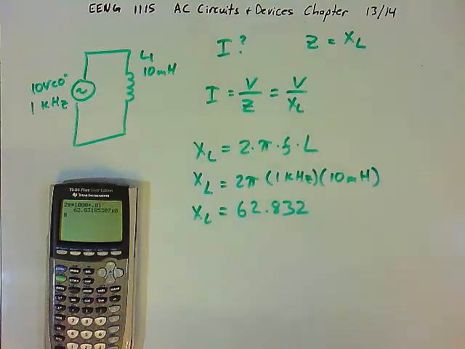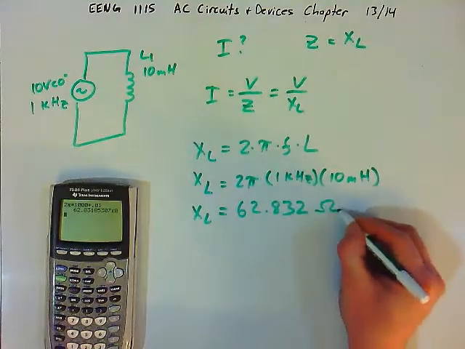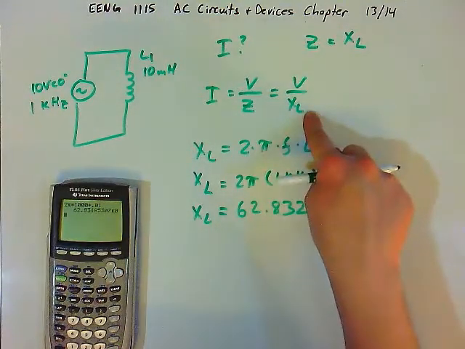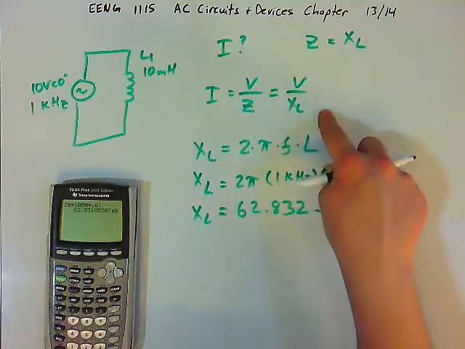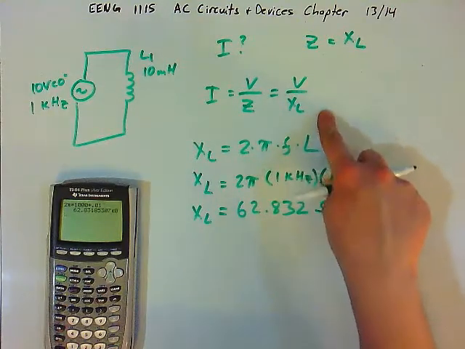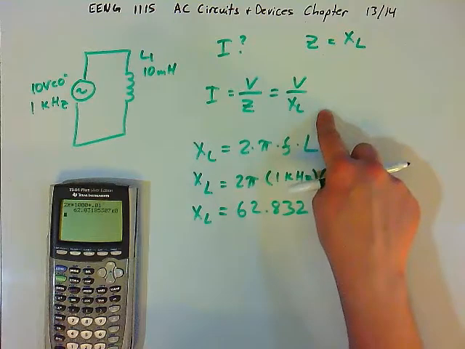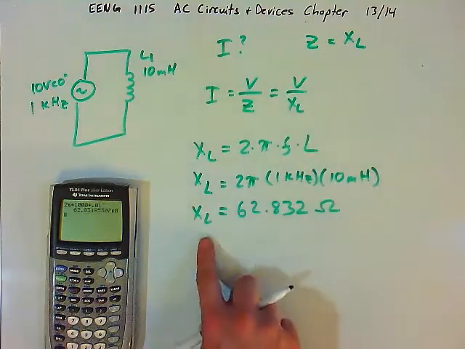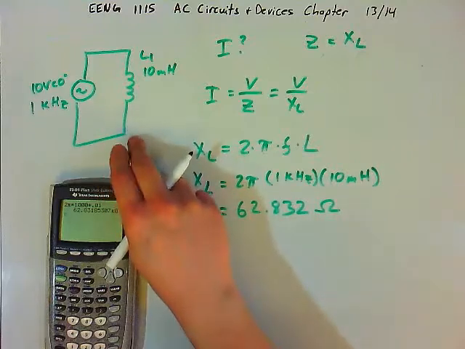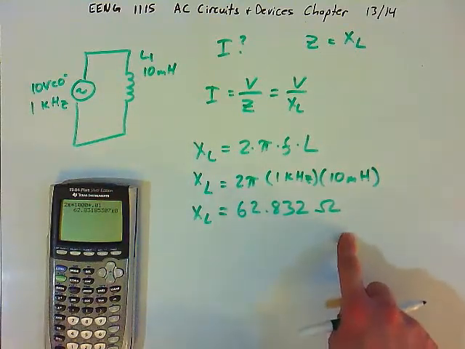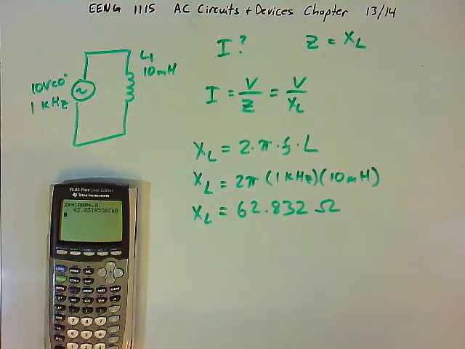62.832, and that's going to be in ohms. The reactance is sort of like resistance. It's not resistance. It's opposition to change in current. But it causes the current to be less because the current can't change as rapidly. And so the overall RMS value of the current in the circuit is going to be less due to this reactance, and so we measure that in ohms. Right? It's very similar to resistance.